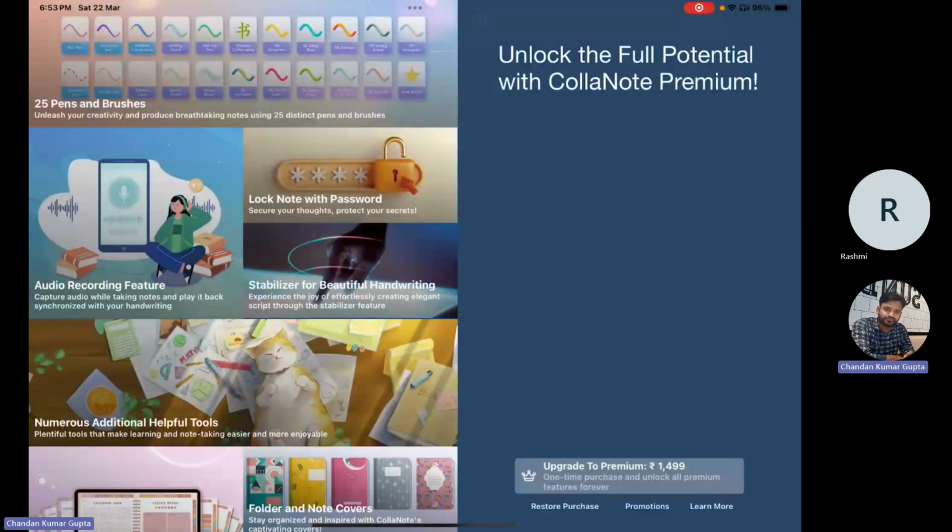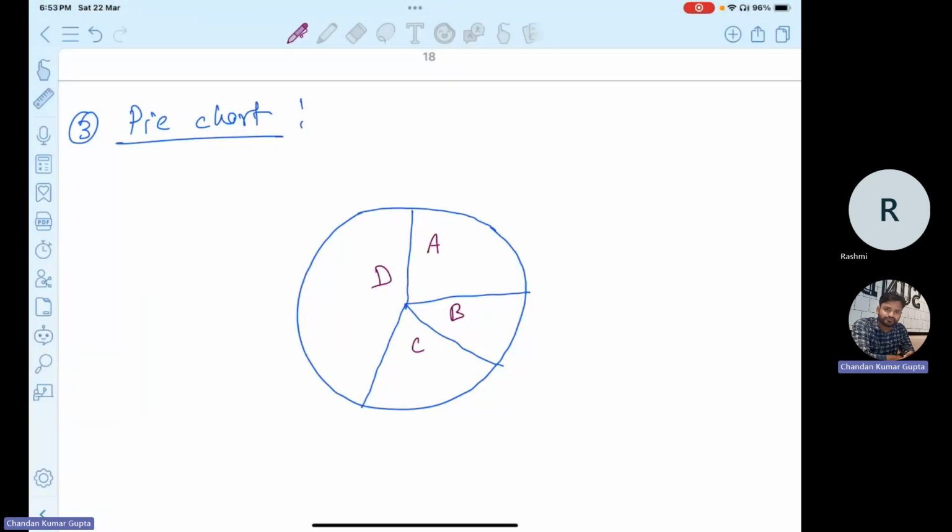The area of the sector is directly proportional to the frequency or the amount belonging to A, B, C, or D. So this is how a pie chart works. The whole angle is 360, and the bigger the sectorial area, the more the amount or the more the frequency related to that particular category. So this is a pie chart. It is circular in nature.